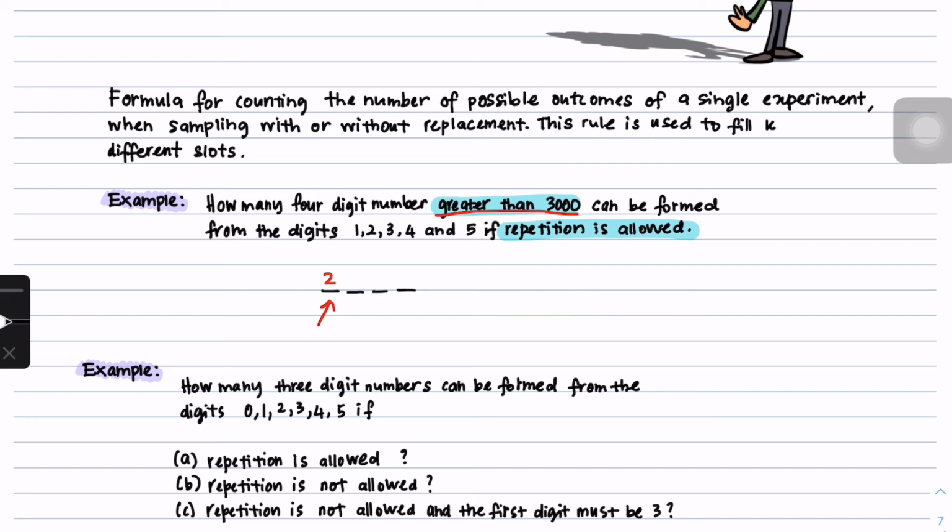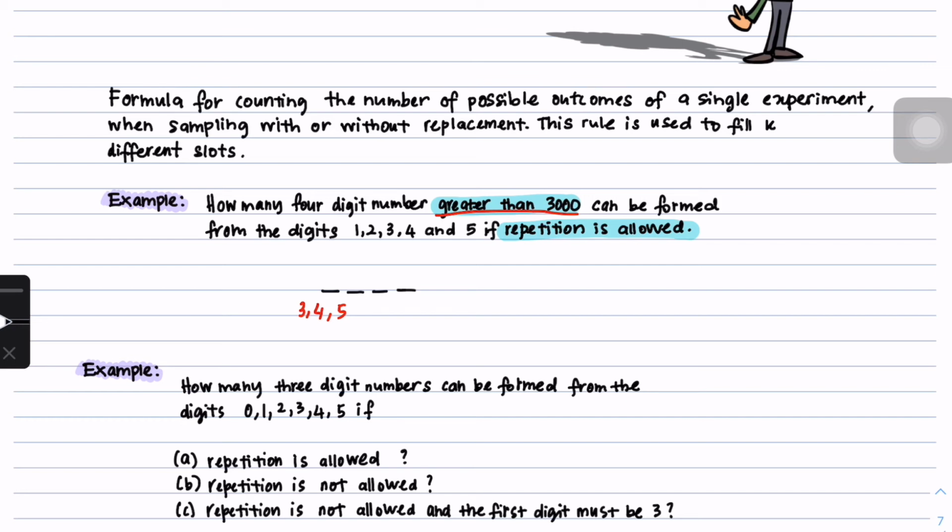Okay, so apa yang kita kena buat untuk pastikan nombor kita besar daripada 3000 adalah nombor dekat depan ni mestilah sama ada 3, 4 ataupun 5. Itu je pilihan yang kita ada untuk nombor yang pertama.